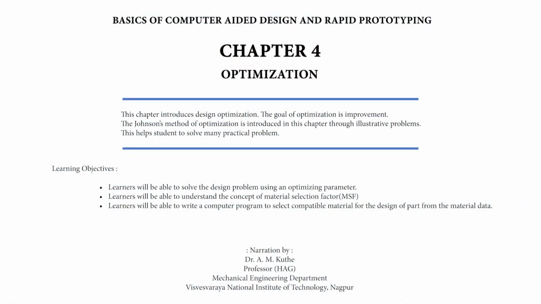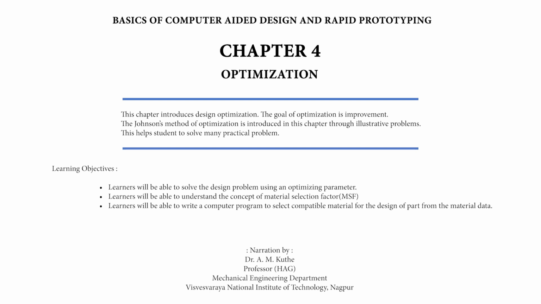Chapter 4 Optimization. This chapter introduces design optimization. The goal of optimization is improvement. The Johnson's method of optimization is introduced in this chapter through illustrative problems. This helps students to solve many practical problems.